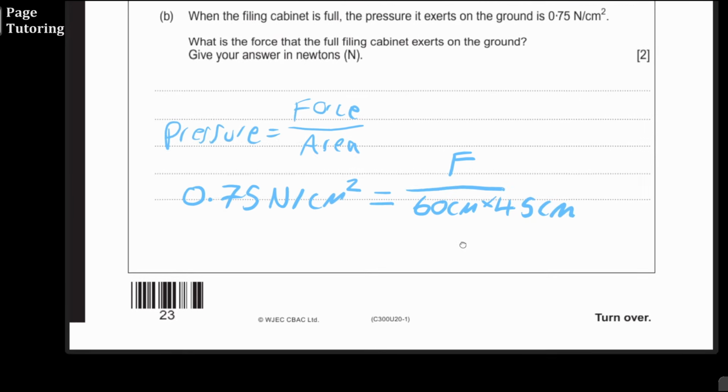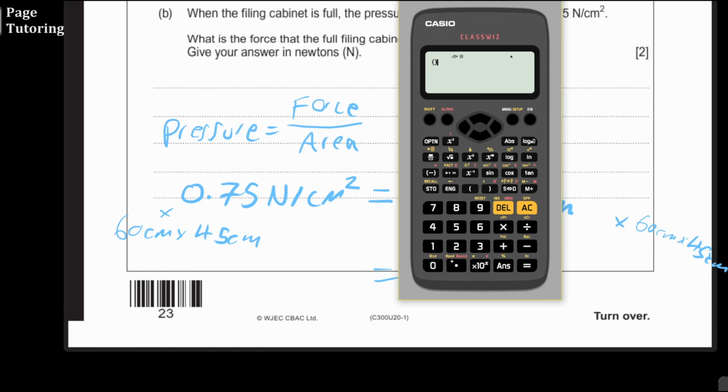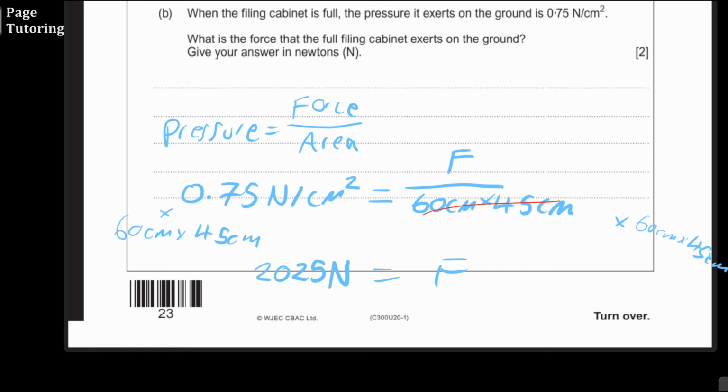So this time, we're going to rearrange. We're going to times that pressure by the area to get our force on its own. So we're going to times by the bottom here. So 60 centimeters times 45 centimeters. And I'm going to times both sides. Times that right side will cause that to cancel out. Timesing that left side will give us what the force is. 0.75 times 45 times 60. So that's 2025. And that is in newtons.